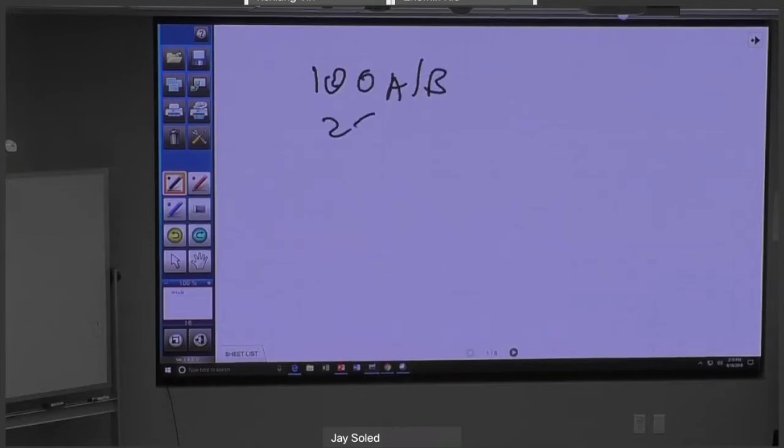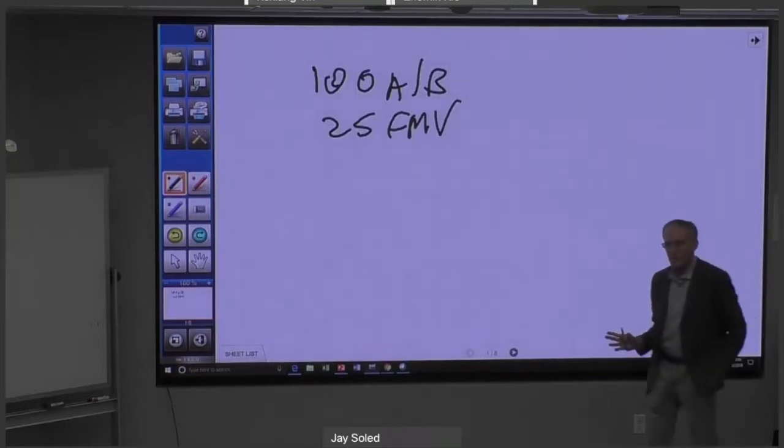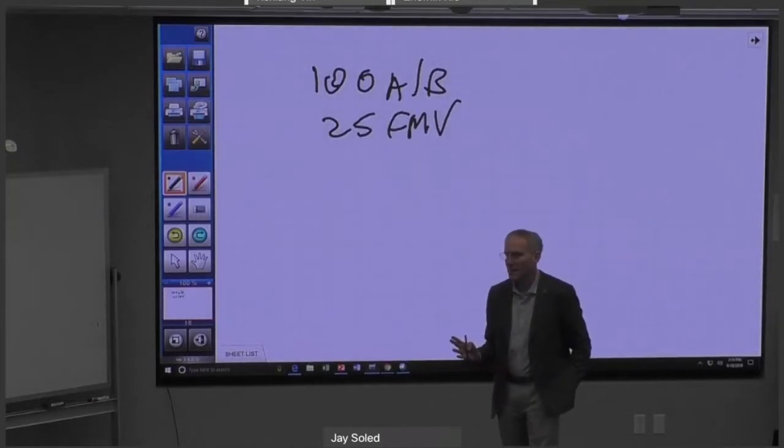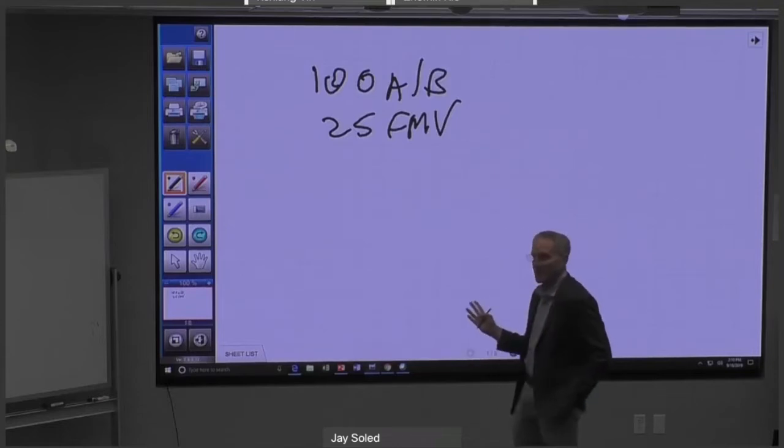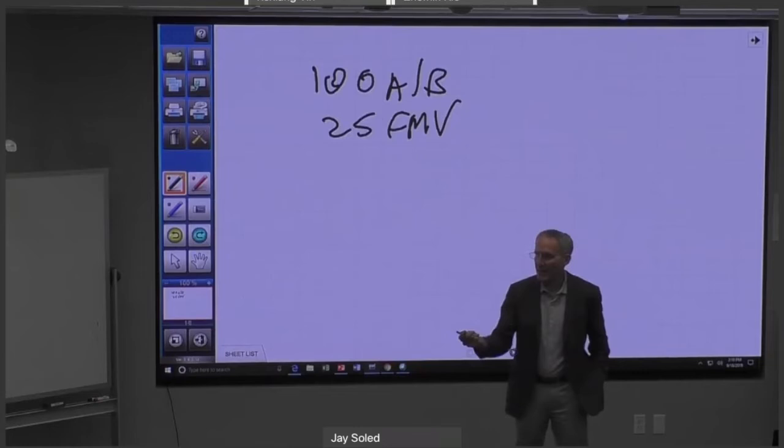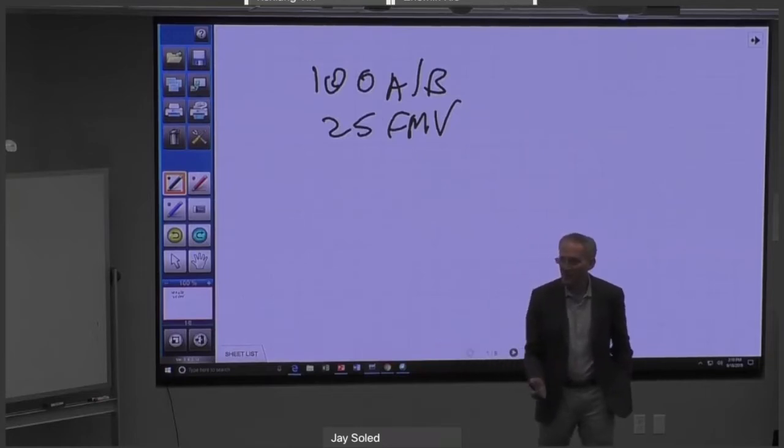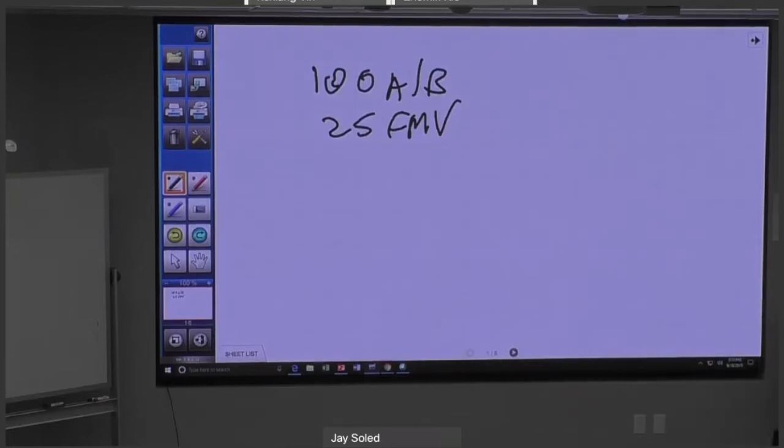Property with a $100 adjusted basis, $25 fair market value, right? So if you bought that property, it's a loser, right? You bought it for 100, it's only worth 25. You agree? And I give it to you as a gift, and you sell it for $20. Gain or loss, Eugene? Eugene, I gave this property to you. You now sell it for $20. Loss.